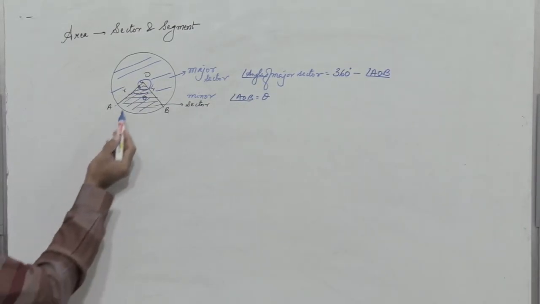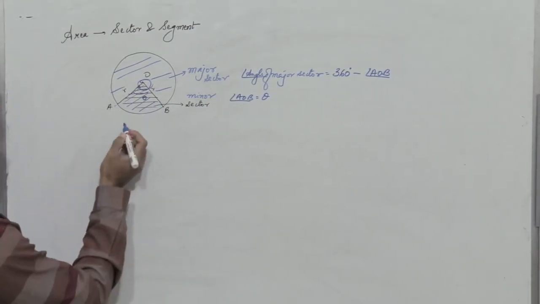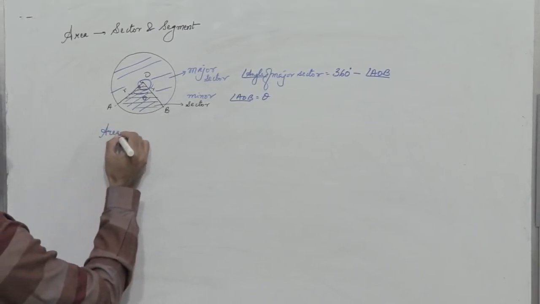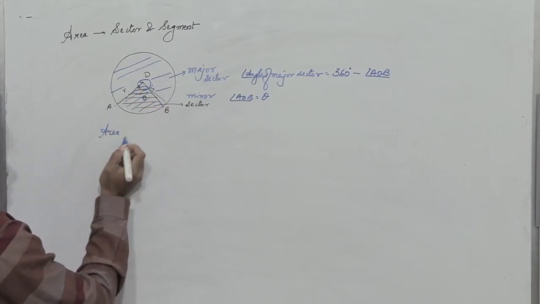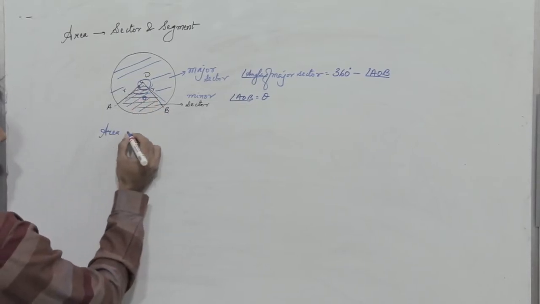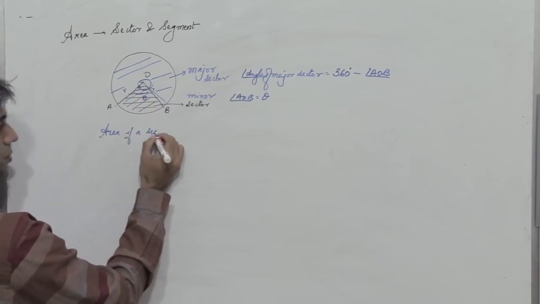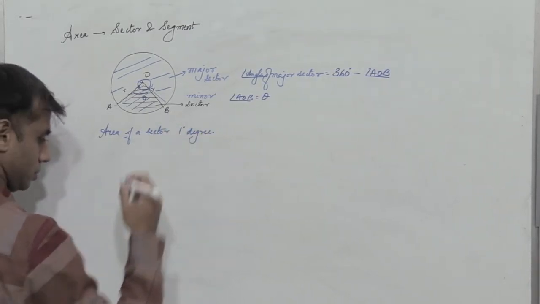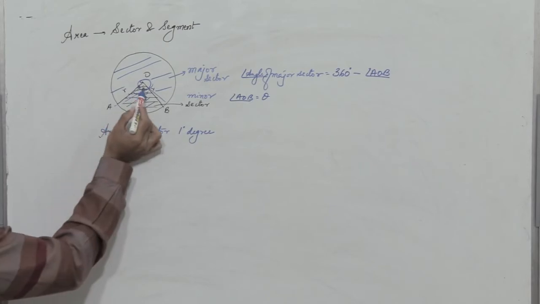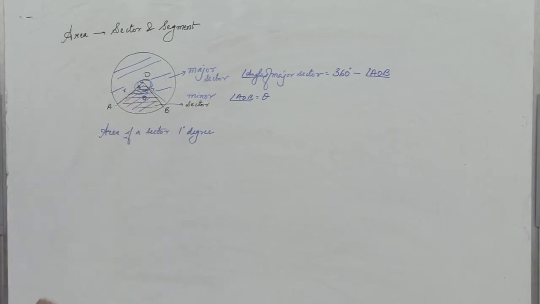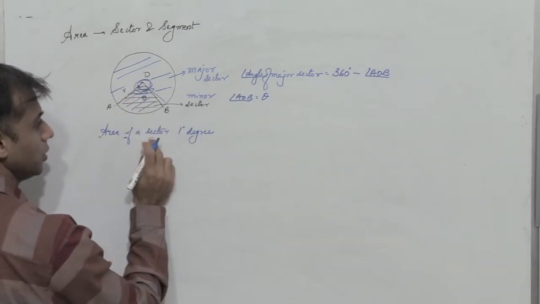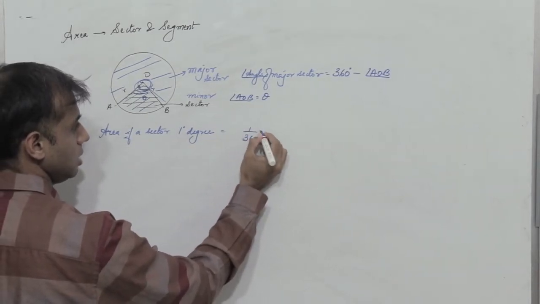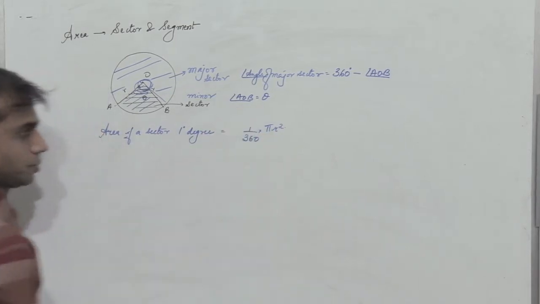Now if I want to find the area of this minor sector, first let us try to find the area made by 1 degree. So if I have a sector such that the angle is 1 degree, so area of a sector having 1 degree, right? We know that the entire angle is 360 degrees. So therefore the area of a sector for 1 degree is definitely 1 by 360 into pi r square, right?